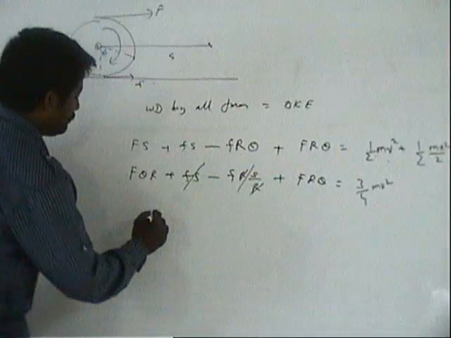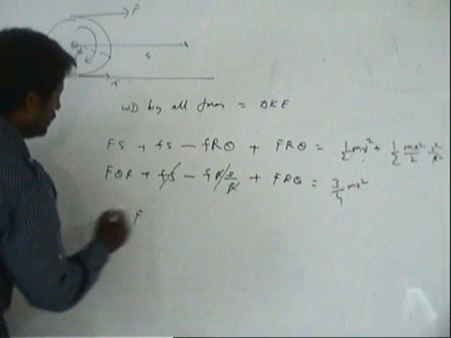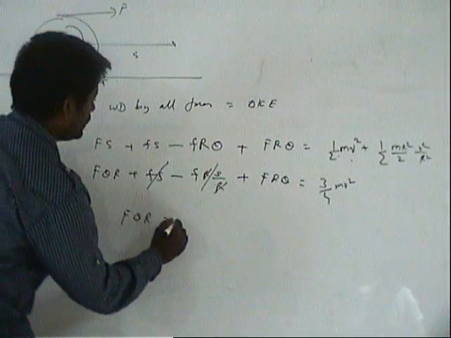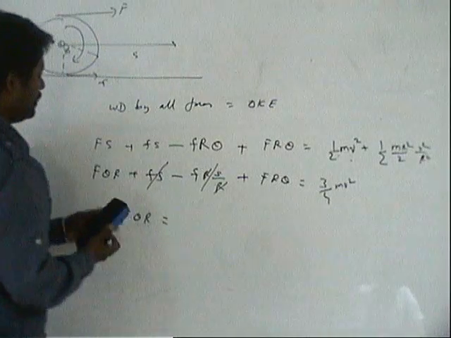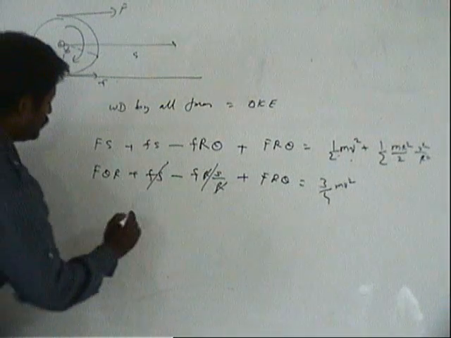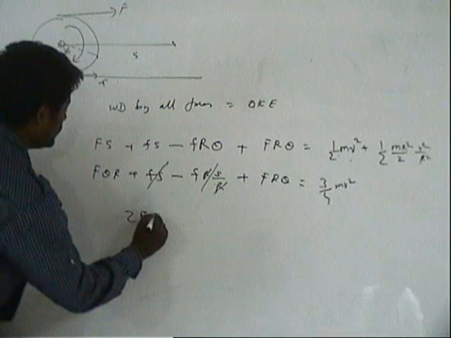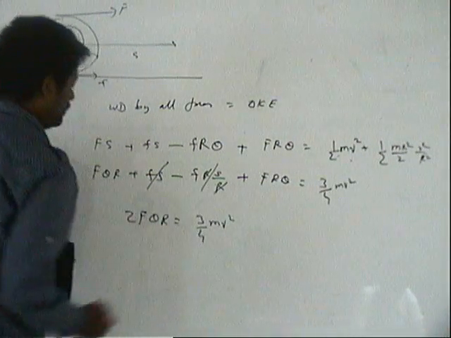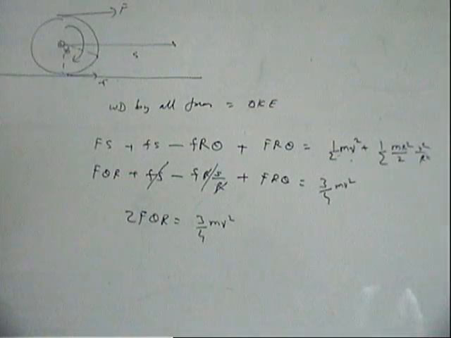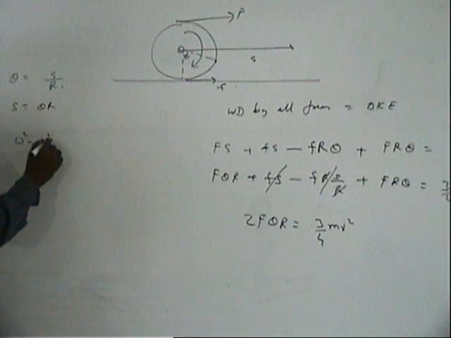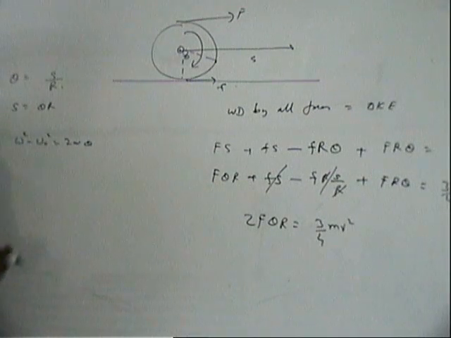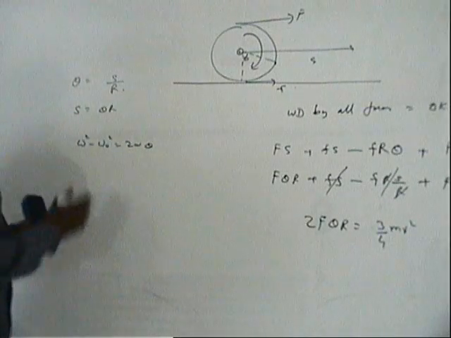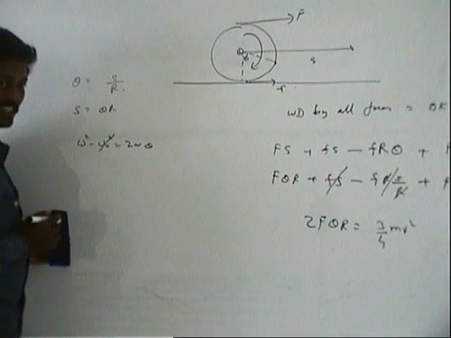Now we can use F theta R plus F theta R. So we can write 2F theta R equal to 3 by 4 mv square. Now we can write omega square minus omega naught square equal to 2 alpha theta. There is an angular acceleration. Assuming that F is greater, angular velocity is increasing. Omega naught is 0, starting from rest.